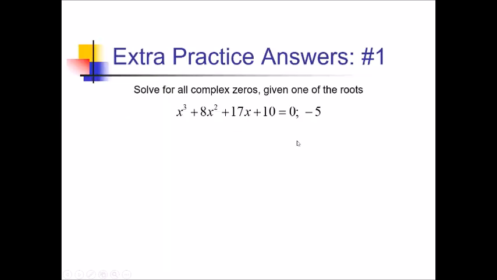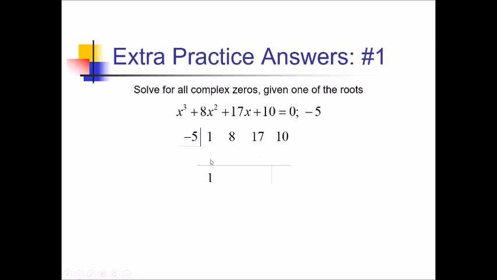For this problem, we're trying to solve for the complex zeros of this polynomial, given that -5 is one of the roots, so they're already giving us that. So we're going to start off by plugging -5 into the polynomial using synthetic division. So writing out my coefficients, I've got 1, 8, 17, and 10. And -5 is going to be my box number.